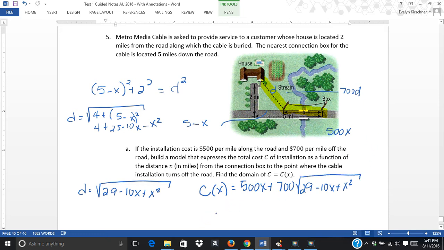And what's my domain? Well, my x can go anywhere from 0 to 5, right? I can either go all along the road to here and then go up, or I could just start here and go straight across to the house. So there's my domain.